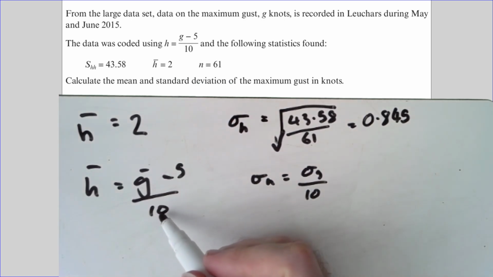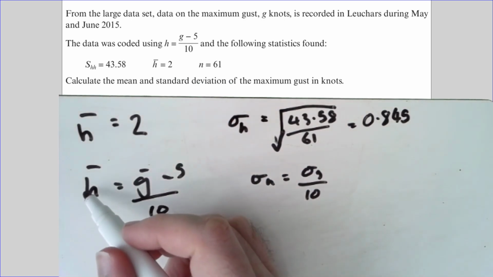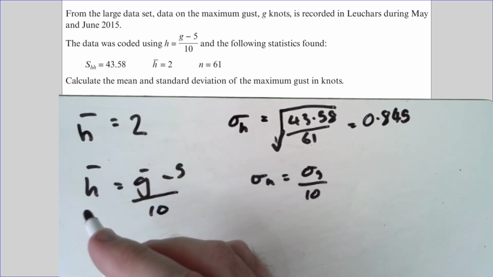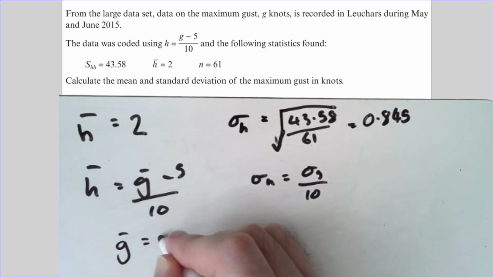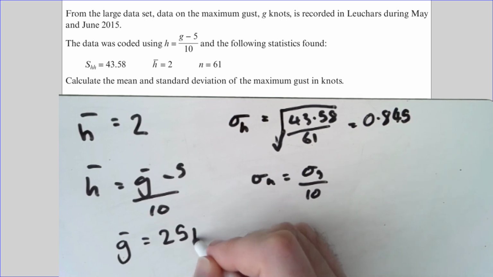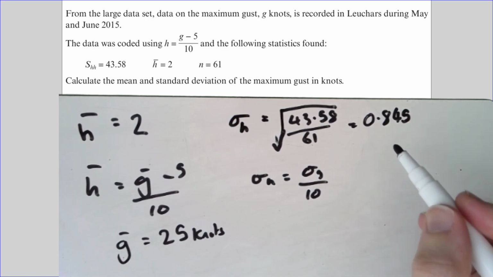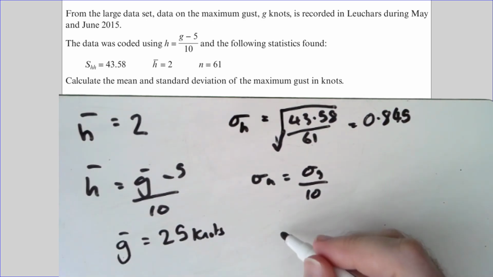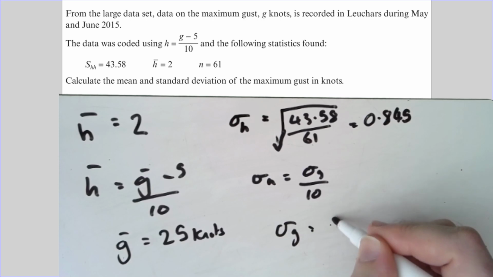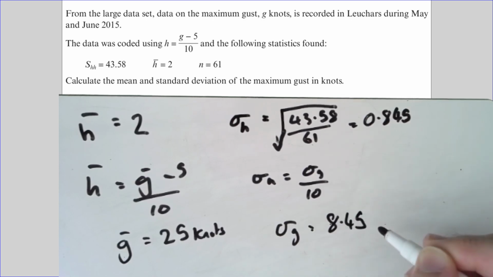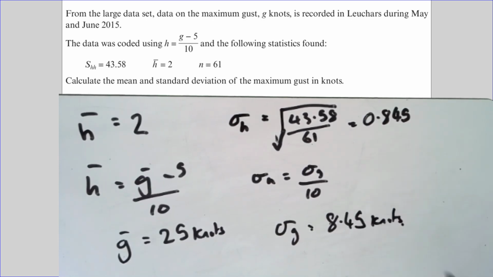So we can take this h bar and multiply it up and we get 20. And then we add over the 5, so we get g bar is 25. And the units for this are knots. With this one, all we're going to do is multiply it by 10. So sigma g is 8.45 knots. So those are our two answers.